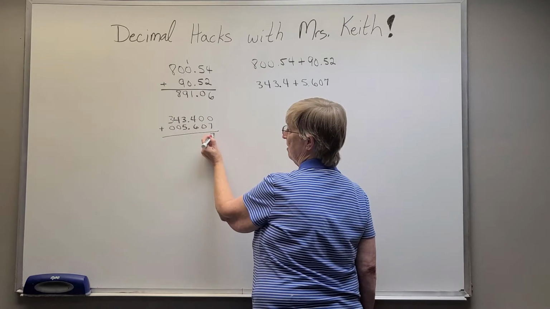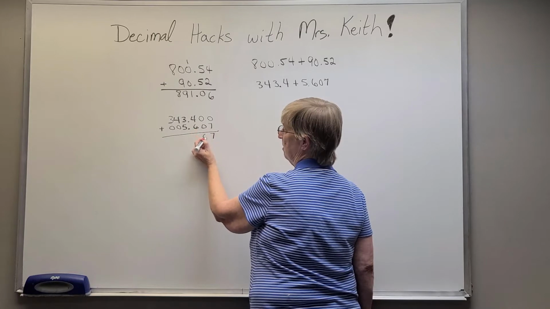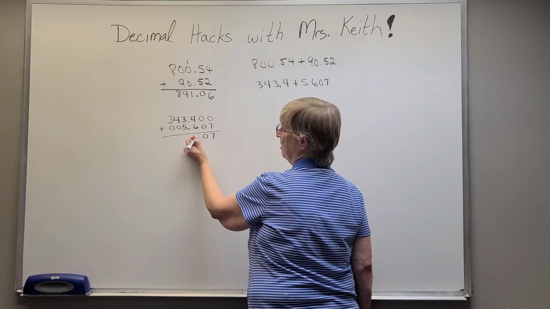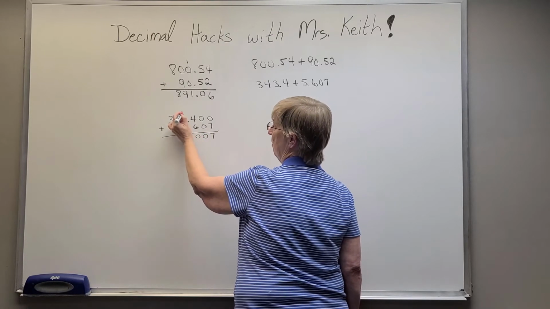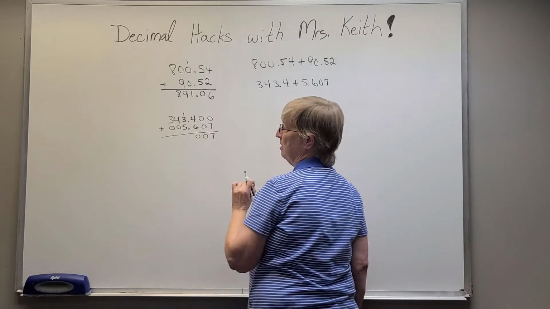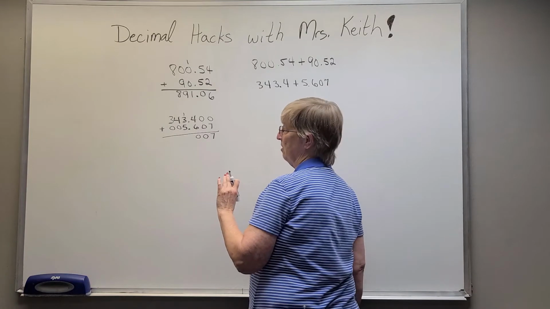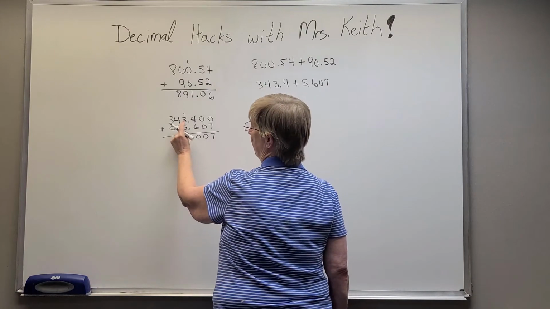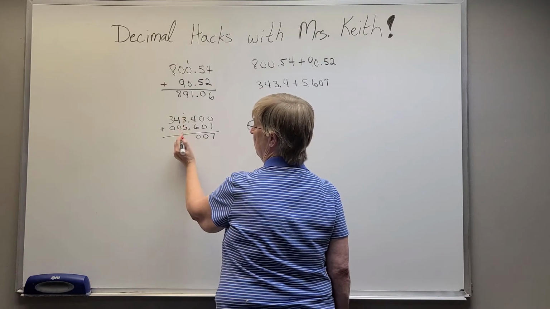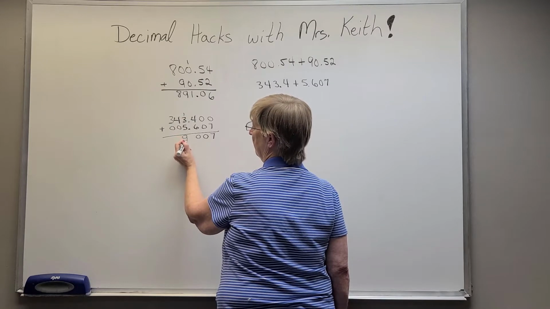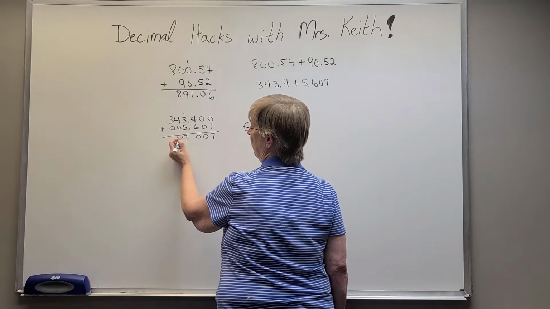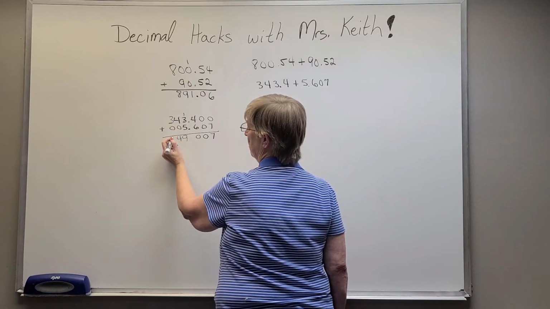Now we've got digits in every place on every line, and so we simply add. 0 plus 7 is 7, 0 plus 0 is 0, 4 plus 6 is 10, so 0 there and carry our 1. Notice it doesn't matter, it's crossing the decimal. You treat it just as if the decimal is not there. So now we have 3 plus 5 is 8, plus the 1 we carried makes 9. 4 plus 0 is 4. 3 plus 0 is 3.